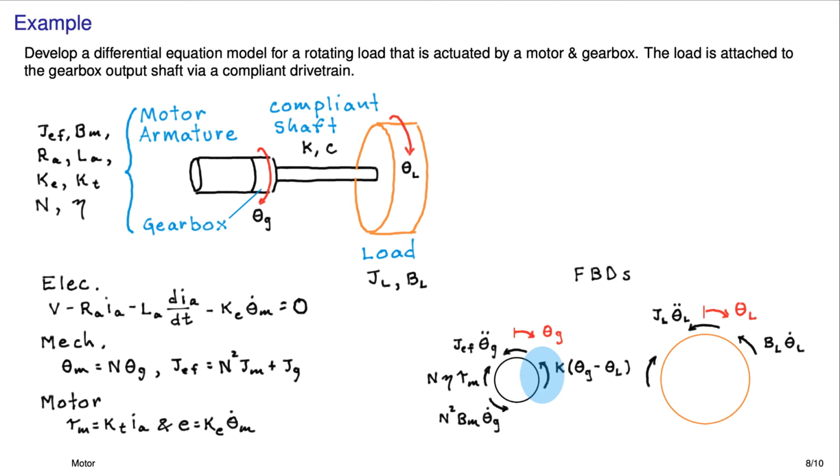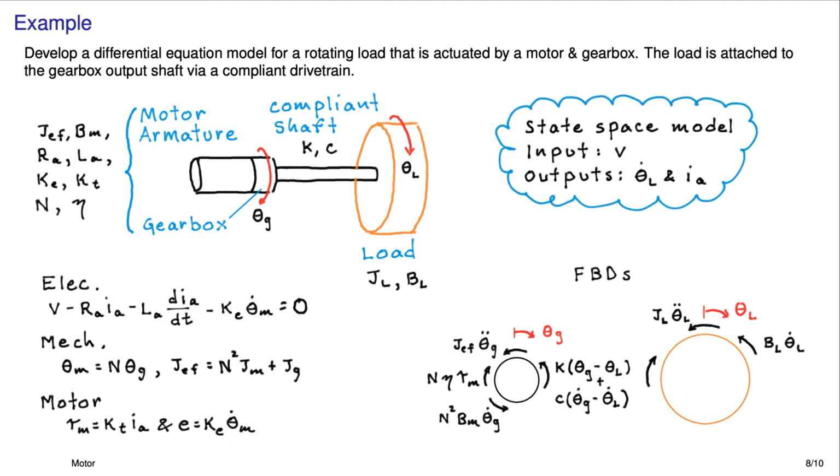Now, once you have that down, it's easy to put in the damping. I mean, you could play the same mental game for speed, but it's just a lot easier in that case to replicate the same form for speed. Now what we're going to do is make a state space model of this where the input is the voltage and the outputs are the speed of the load and the armature current.